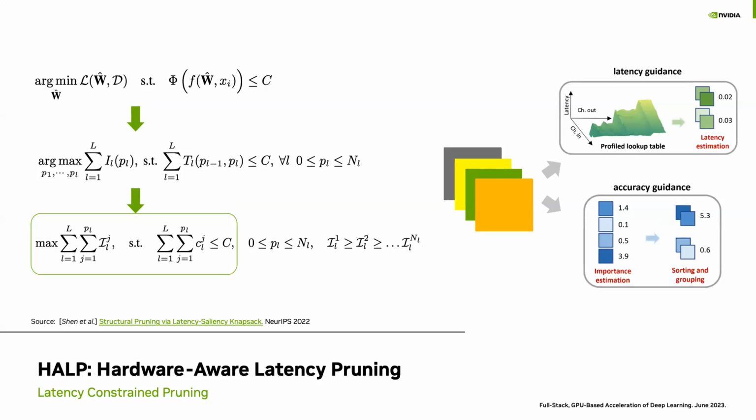And we use a pre-profiled latency lookup table to characterize the latency on the device and then incorporate that into our pruning process so that we can use it to guide our pruning. This will definitely lead us to a better overall trade-off between the accuracy and the latency.